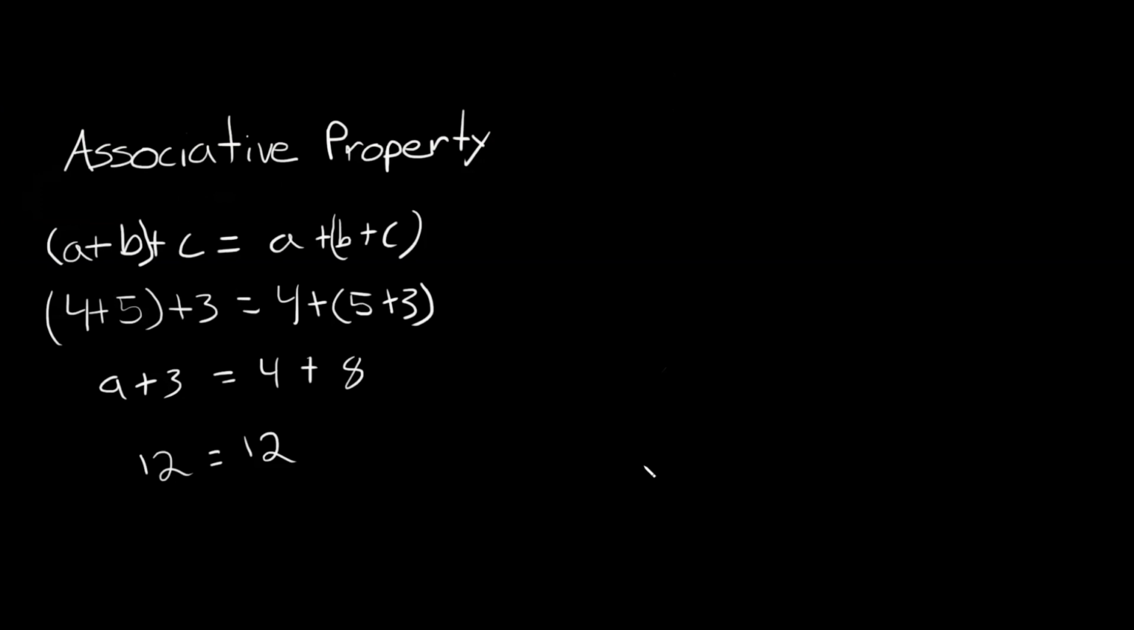There could be 20 numbers, and it does not matter where the parentheses are. If they're all being added, the value of the final sum of both the expressions will always be the same. And once again, I want you to understand that this can also technically work with subtraction. So we can have A minus B minus C is equal to A minus B minus C.